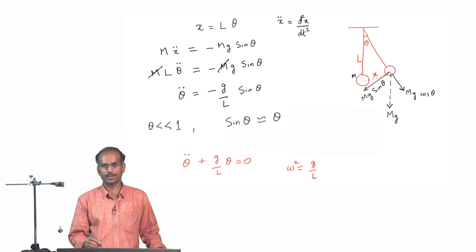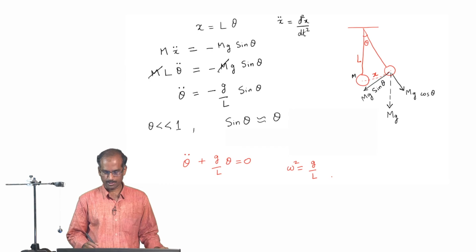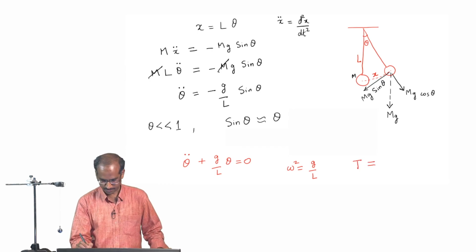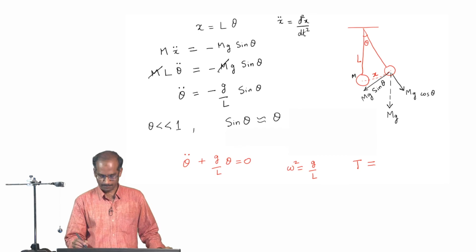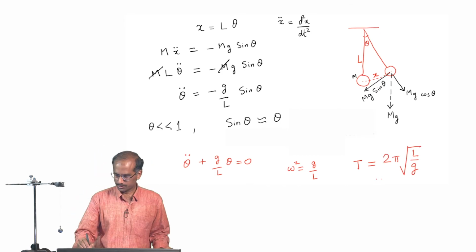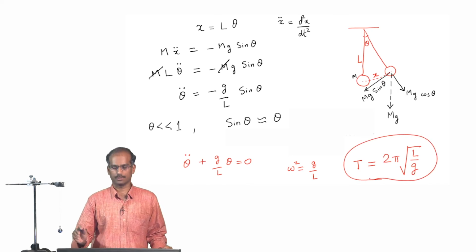And since we said omega is 2 pi by T, if you put in omega equal to 2 pi by T and simplify, you can get an expression for T, which is the time period of the pendulum, as 2 pi into square root of L by g. So, this is the result that we will test out in an experiment.